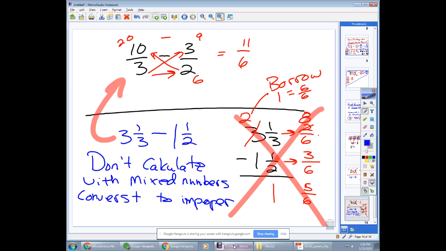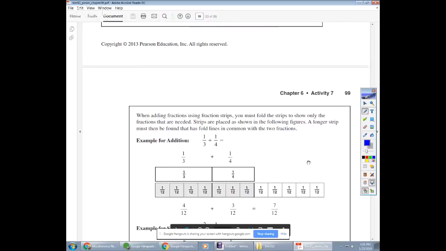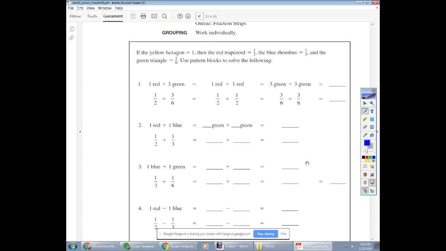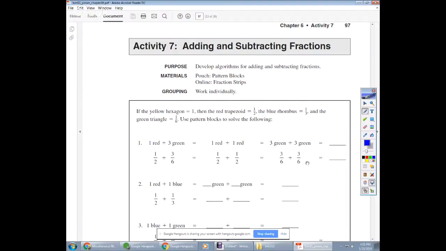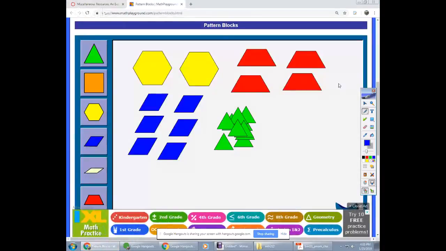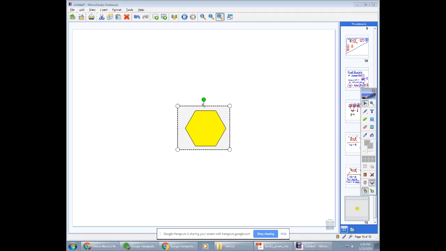All right, so let's try one of these. I need a new page. And let's look at their first example, which they pretty much do for us. First, I need to know what a whole is. So we kind of have to have a key for this. So in my key, I'm just going to make a note that this is one whole at first.